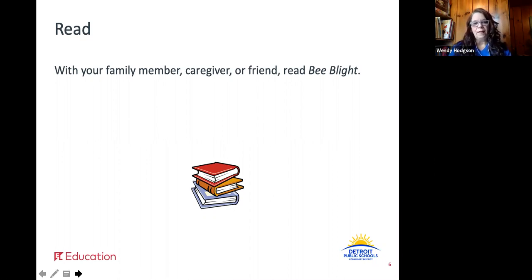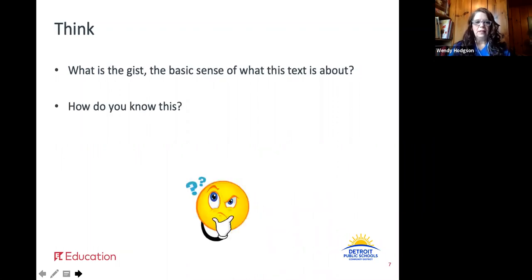One of the things that I do as I read is I have my pencil in my hand and I'm circling words that I'm not very familiar with or that I know I'm going to need to understand more deeply as I go. So what we're going to want to do now is think about, what is the gist, the basic sense of what this text is about?